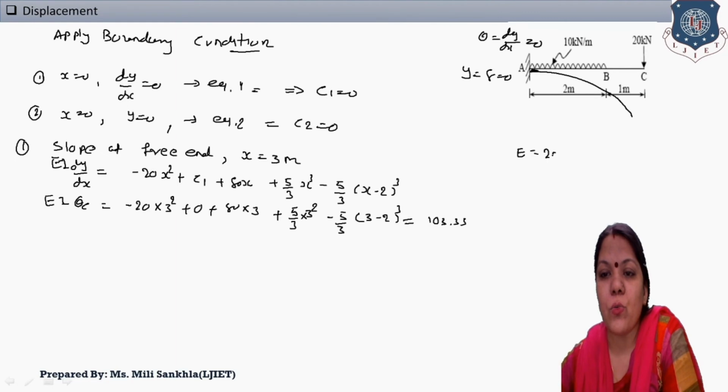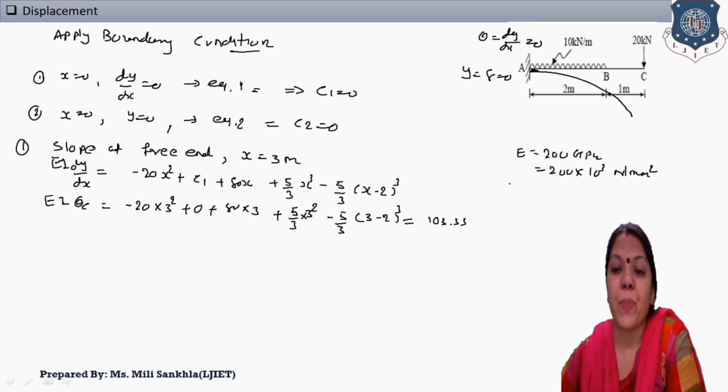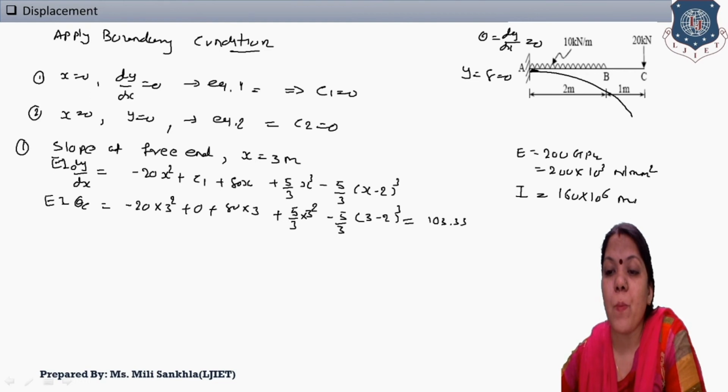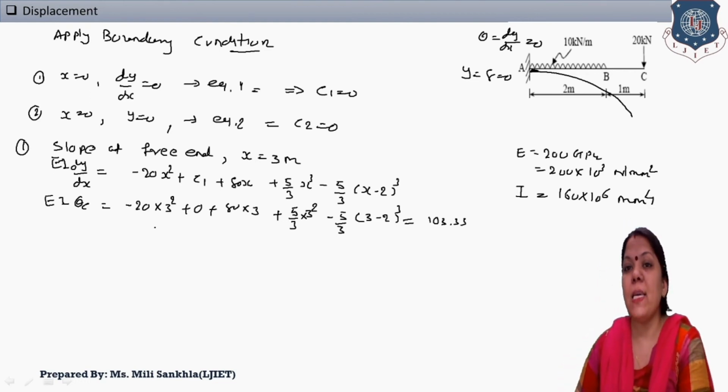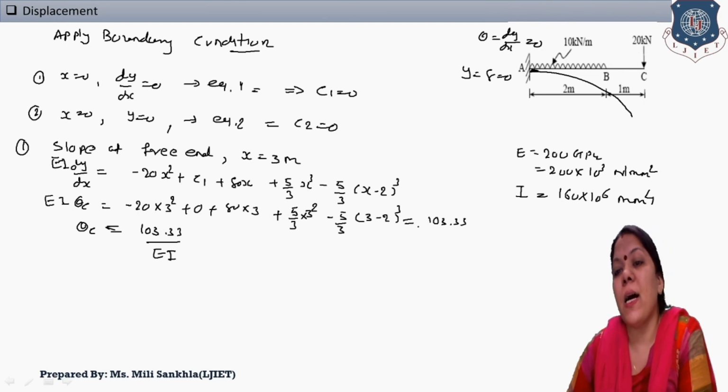Now what is the value of E? E is equal to 200 gigapascal. And if you want to convert this gigapascal to Newton per mm square, 1 gigapascal is equal to 10 raised to 3 Newton per mm square. That is the unit conversion of gigapascal. And I is equal to 160 into 10 raised to 6 mm raised to 4. Put the value of this E, I in this equation. Theta C is equal to 103.33 divided by EI, and these are in Newton mm.